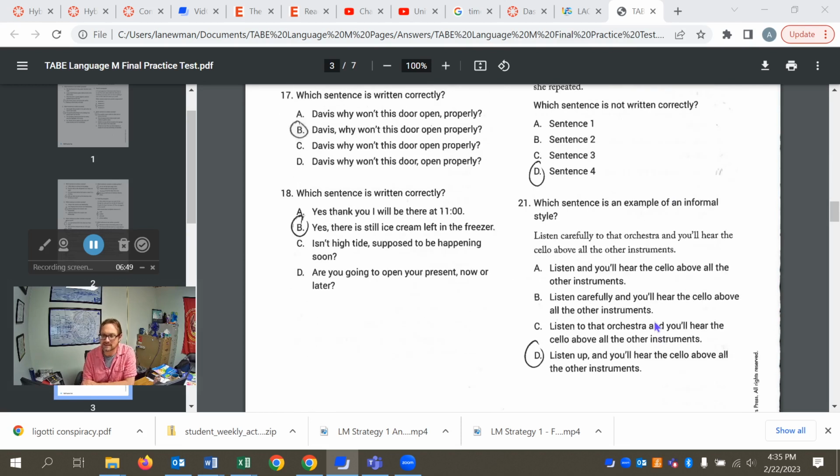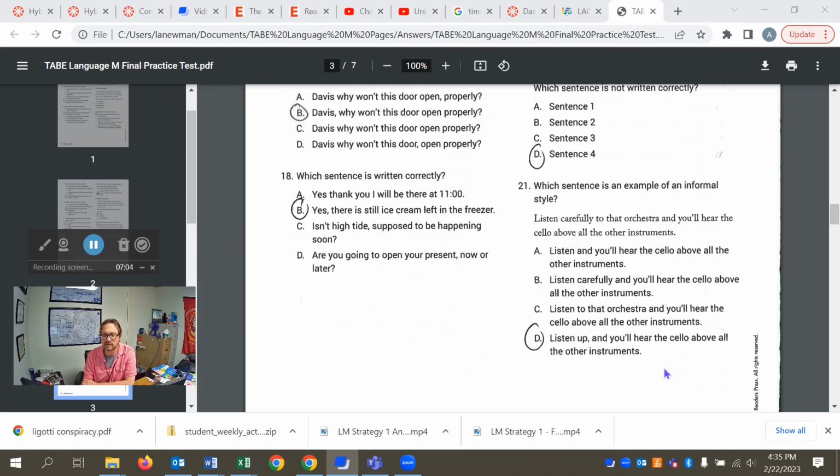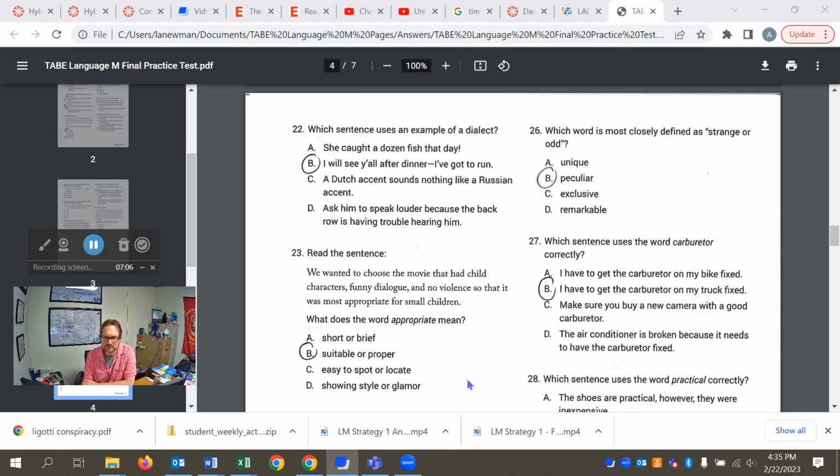Okay, 21, which sentence is an example of informal style? It's D, this expression, "listen up," and then also the contraction "you'll," which stands for "you will." So we don't use slang terminology, and we don't use contractions in formal style.